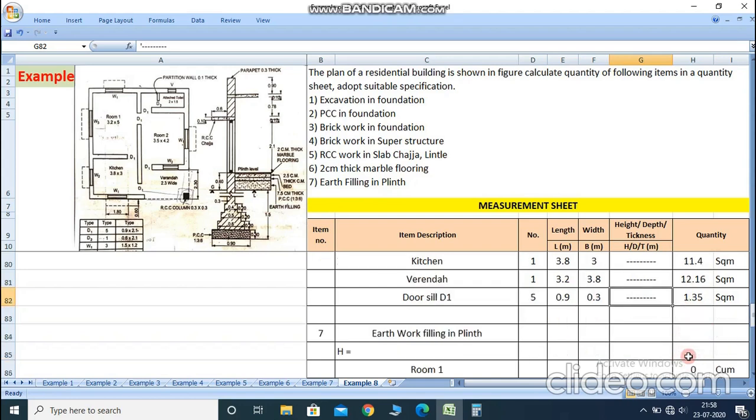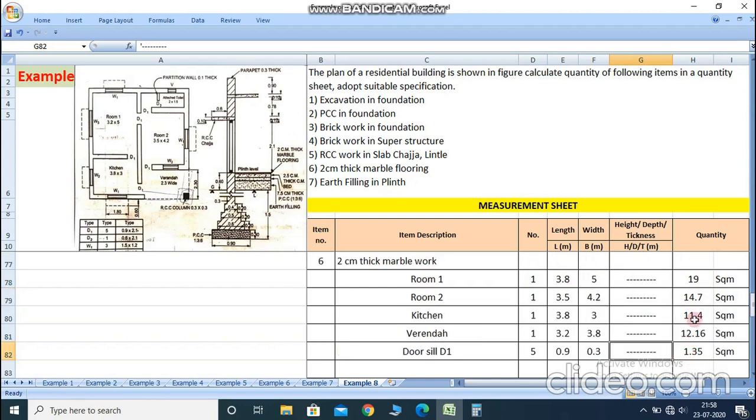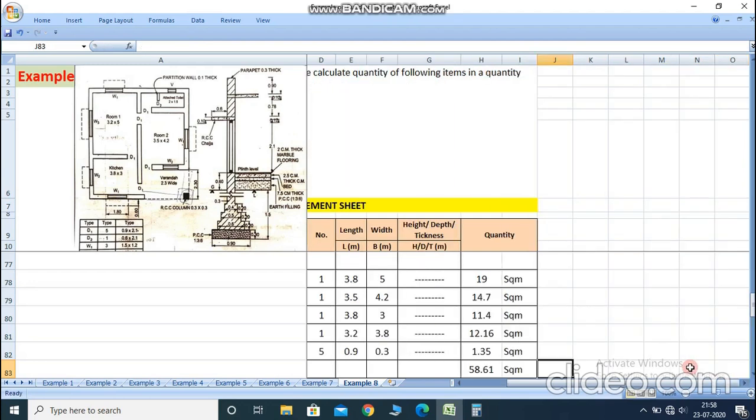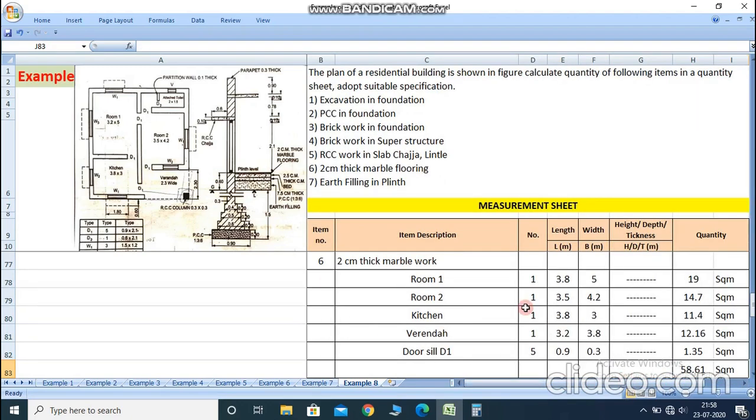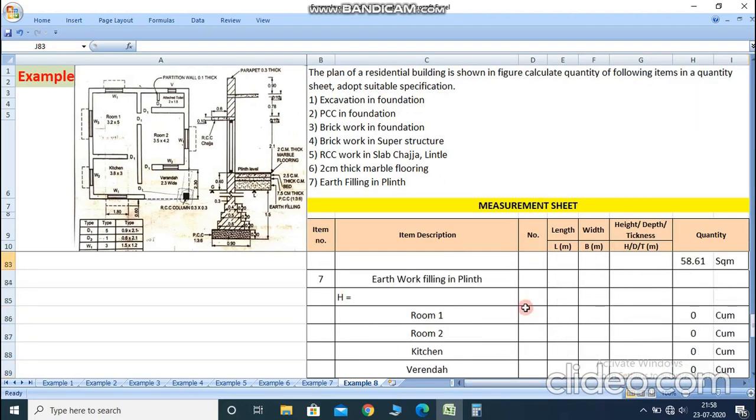Now the summation of all the values, we get the final answer. The total answer is 58.61. 58.61 square meter is the final answer for the 2 centimeter thick marble work. Clear? Then after that, earthwork filling, the 7th item, we calculate earth filling in the plinth.